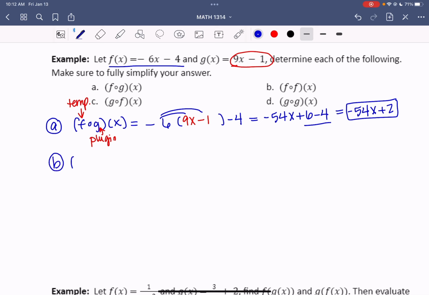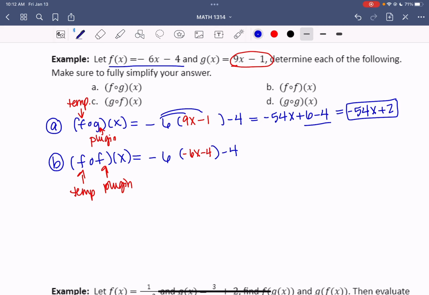So part B says, what is f composed with f of x? So you can see in this one, I didn't have to have two different letters, but it's going to be the same process. So the first letter is going to be your template, and the second letter is going to be what you plug in. So I'm going to set up my template, which is based off f. So I'm going to say negative 6 parentheses minus 4. The plug-in that I'm going to plug in is the f equation again, negative 6x minus 4.